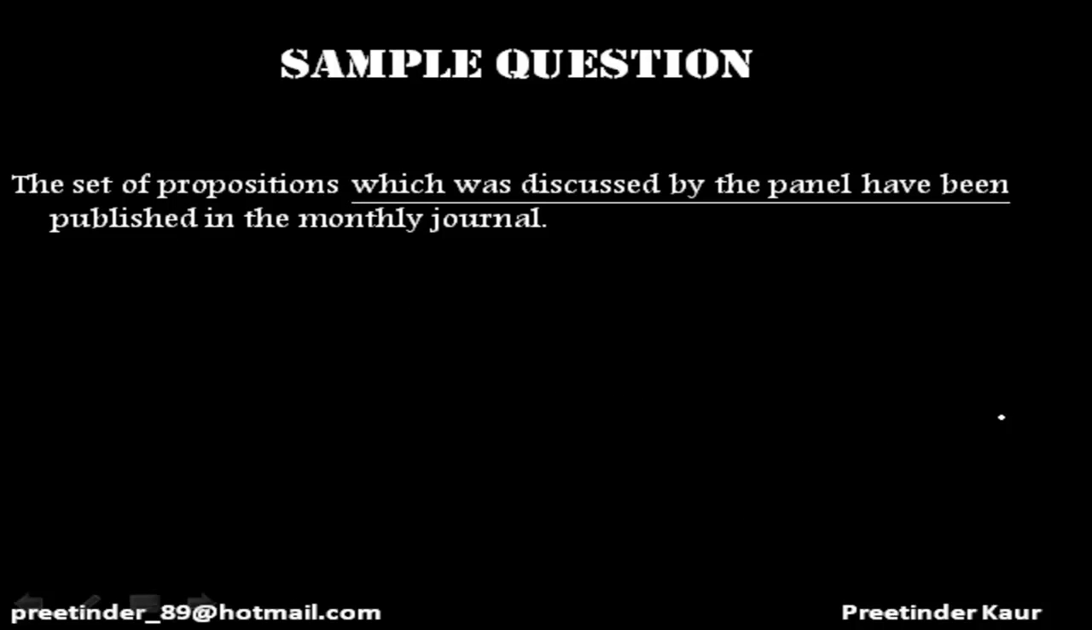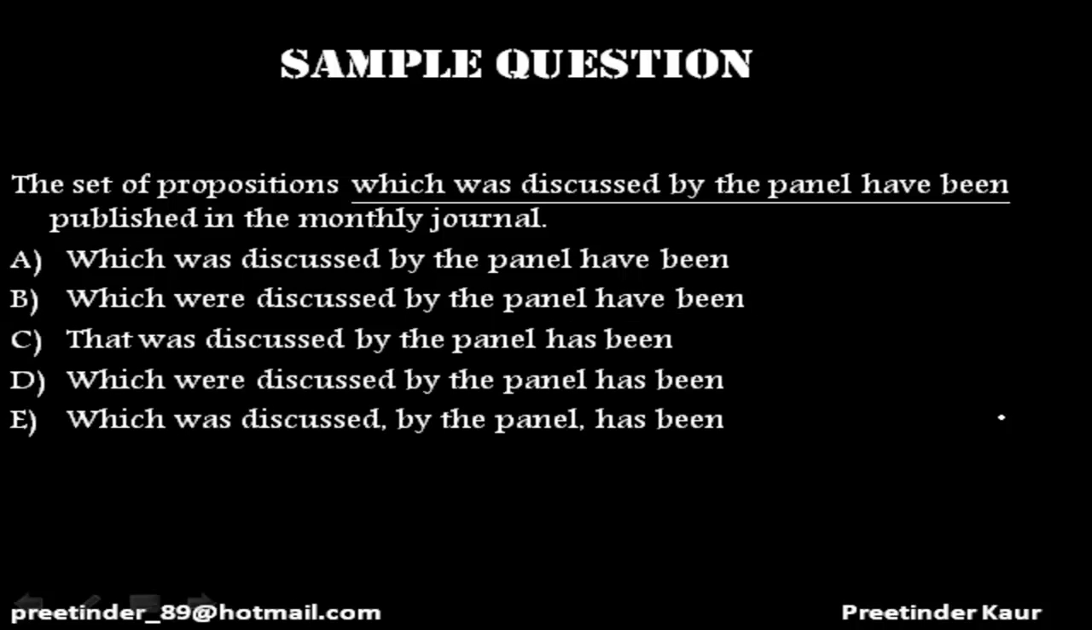The set of propositions which was discussed by the panel have been published in the monthly journal. So these are your options. Now the set of propositions which was discussed. Was is correct. We are not using was for propositions but for set. The main subject is set, and this is a collective noun. The set was discussed by the panel and the set has been published. So all options with have are wrong.